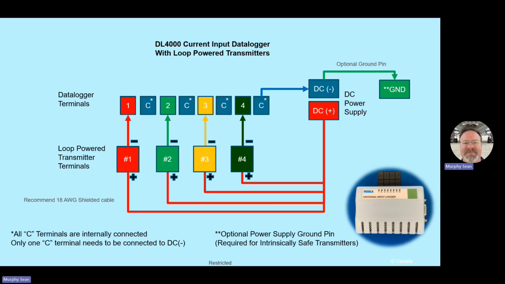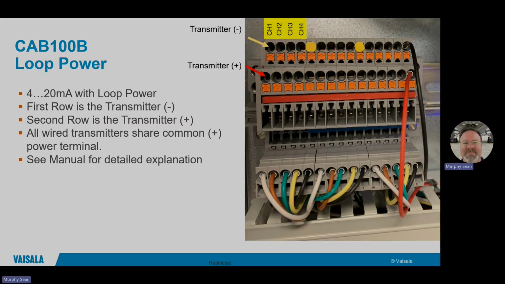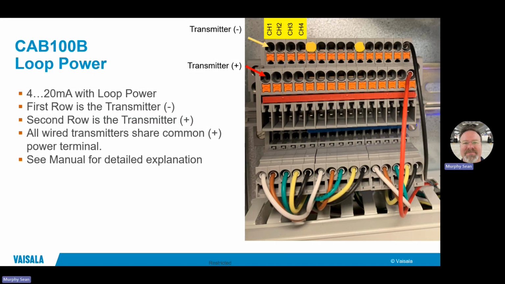You have the DC power supply that's wired directly to the loop power transmitter. It connects to, typically it's labeled as the positive terminal on the transmitter, and there'll be a negative terminal on the transmitter, and that goes to the inputs on the data logger. So essentially you have one power lead going out to the transmitter and 4 leads coming back if you have a 4-channel device. This is a detailed view of the CAB 100 loop power.